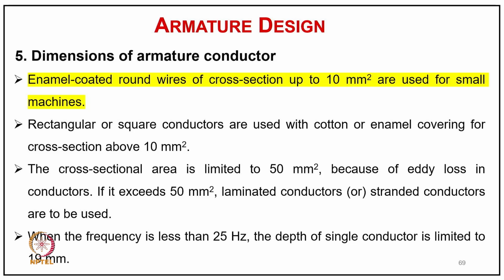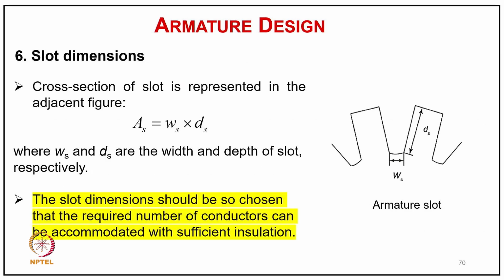Rectangular or square conductors are used with cotton or enamel covering for cross sections up to about 10 millimeter square, and the cross-sectional area is limited to 50 millimeter square because of eddy current loss in the conductor. If it exceeds 50 millimeter square, laminated conductors or stranded conductors are to be used, and when the frequency is less than 25, the depth of the single conductor is limited to 19 millimeter.